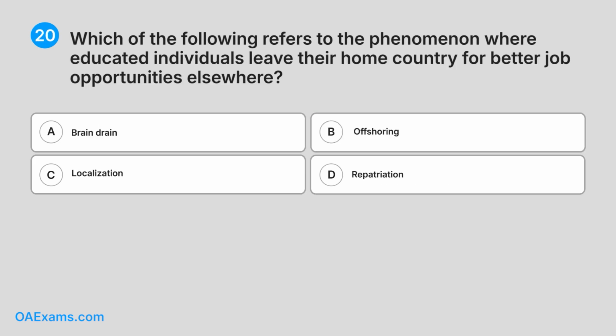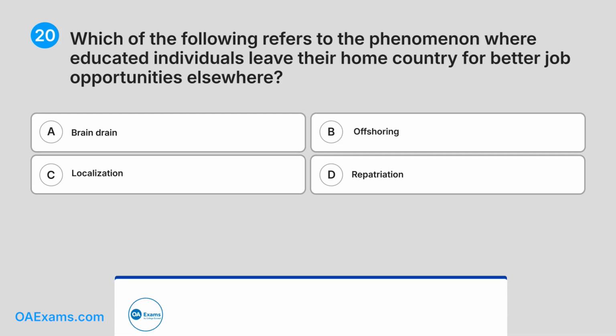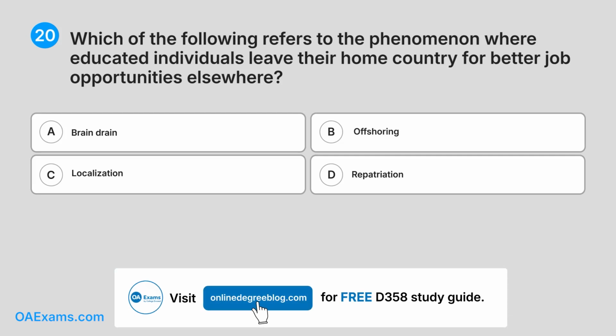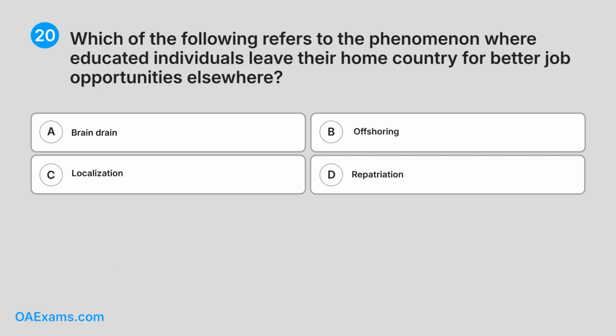20. Which of the following refers to the phenomenon where educated individuals leave their home country for better job opportunities elsewhere? A. Brain drain, B. Offshoring, C. Localization, D. Repatriation. Do you know the answer?